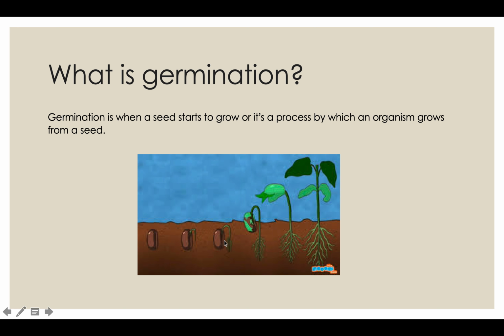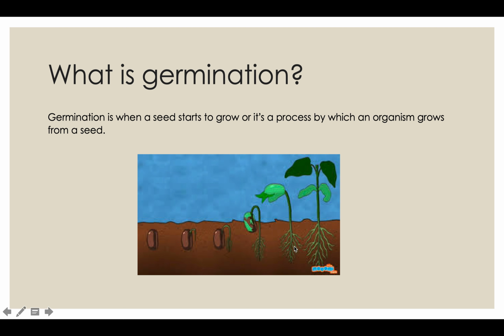Next step, the root starts to grow down into the soil. So remember, so far, step number 1, the seed absorbs water and swells. Step number 2, the seed coat splits and the first root starts to grow. Step number 3, the root grows down into the soil. Remember, the root always grows down first. Step number 4, what happens? The first shoot starts to grow. The shoot is the part of the seed that grows up.